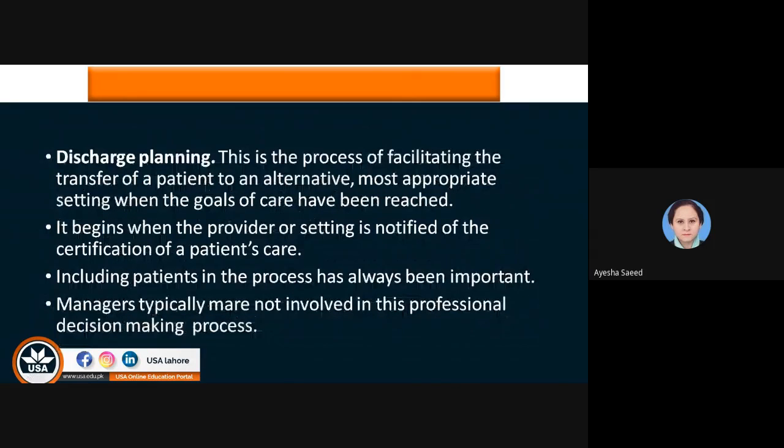Discharge planning. The outcome of all these pre-certification reviews, continuous reviews, and admission reviews is to plan the discharge, or how the patient is going to be sent home. This is a process of facilitating the transfer of a patient to an alternative, most appropriate setting when the goals of care have been reached. Either he can be sent to an alternative healthcare provider or they can be sent home. It begins when the provider or setting is notified of the certification of a patient's care.